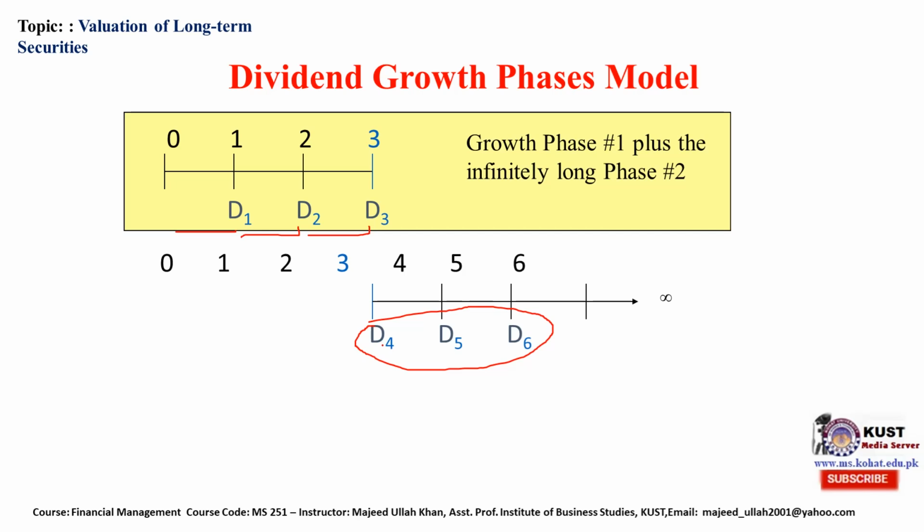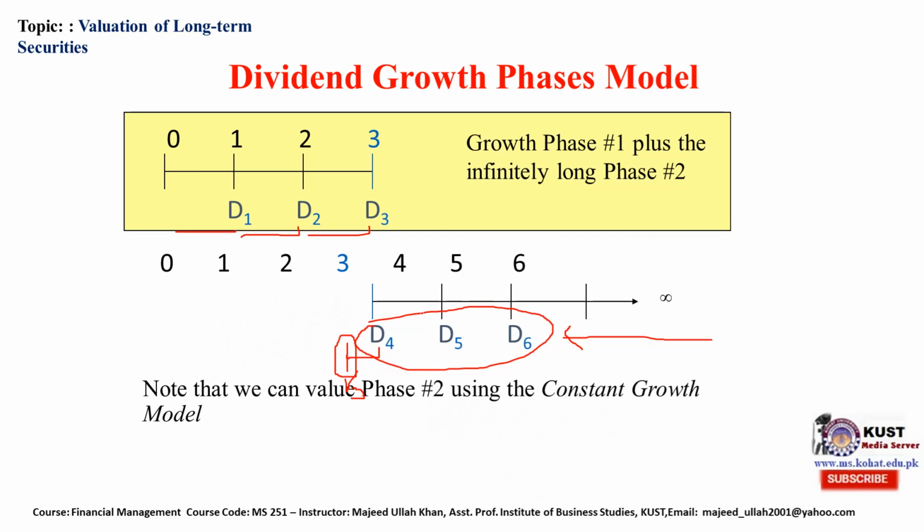So we will use the constant growth model formula. We will get the present value of the share at time 3 till infinity, and we will further discount this value from 3 to 0. Because we are standing here at year 3, we will discount all these using the constant growth model. Note that we can value phase 2 using the constant growth model.